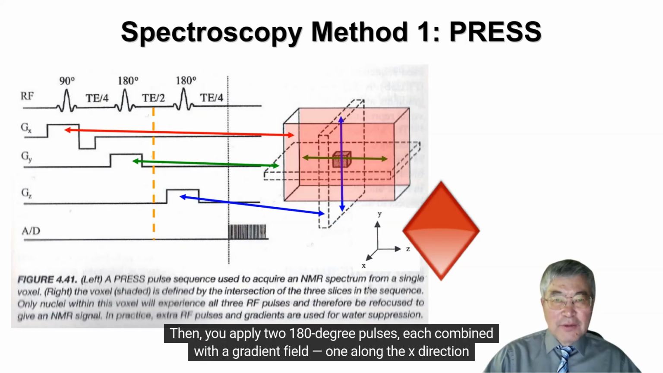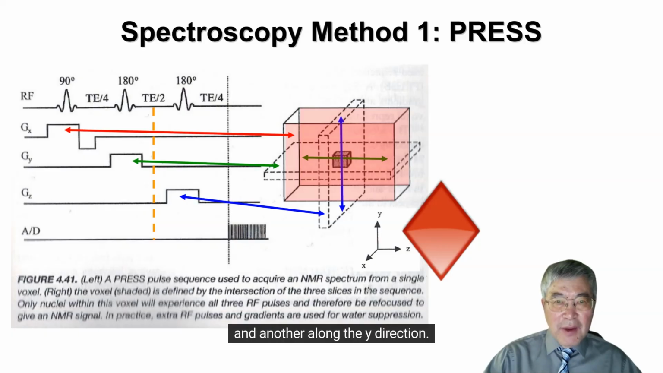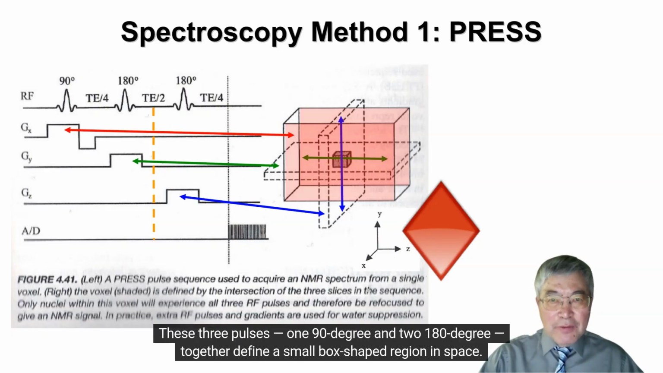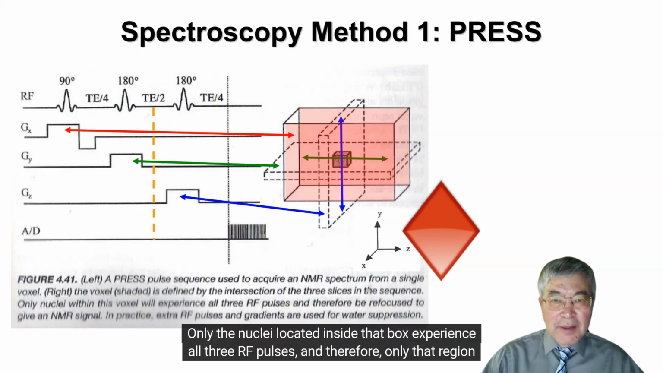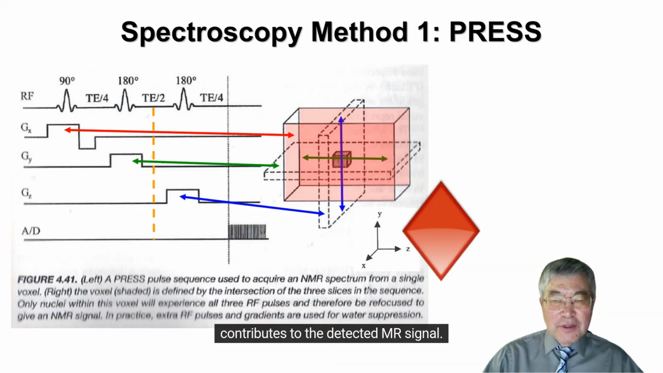Then you apply two 180-degree pulses, each combined with a gradient field, one along the X direction and another along the Y direction. These three pulses, one 90-degree and two 180-degree, together define a small box-shaped region in space. Only the nuclei located inside that box experience all three RF pulses, and therefore only that region contributes to the detected MR signal. Everything outside that voxel is effectively suppressed.